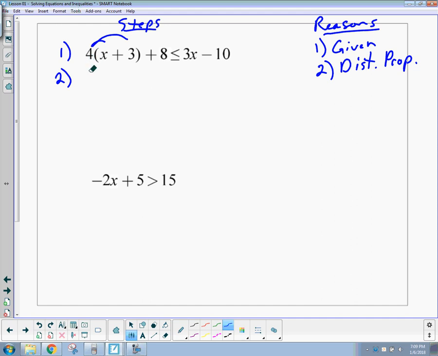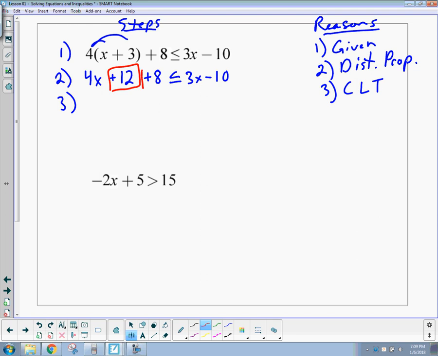So, 4 times x is 4x. 4 times 3 is 12. Bring down the plus 8. 3x minus 10. Next step is to combine like terms. So CLT, combine like terms. It's going to be this 12 and this 8. 12 plus 8 is 20. Plus 20, 3x minus 10.